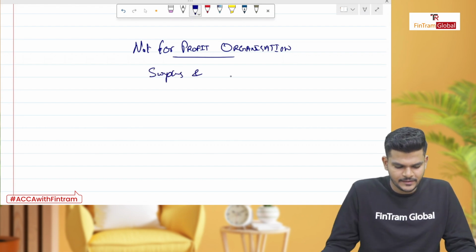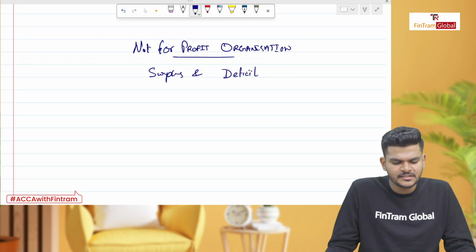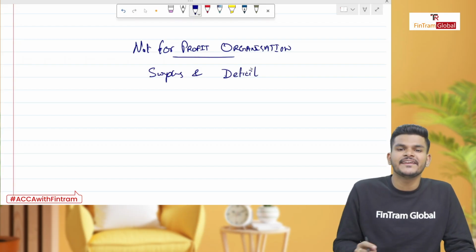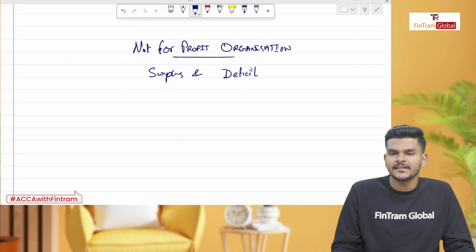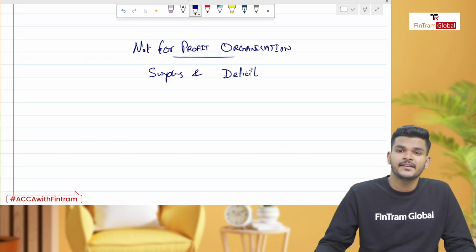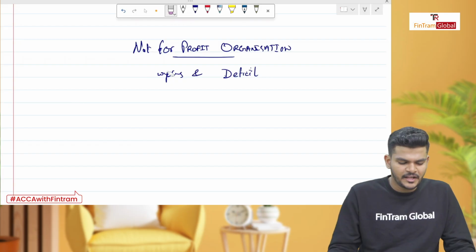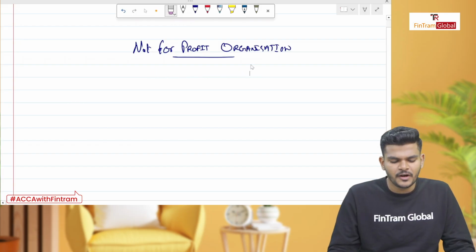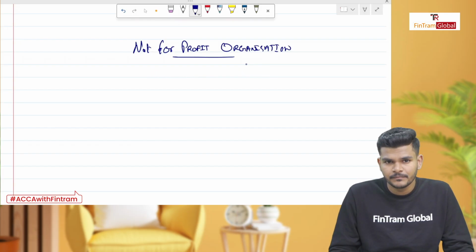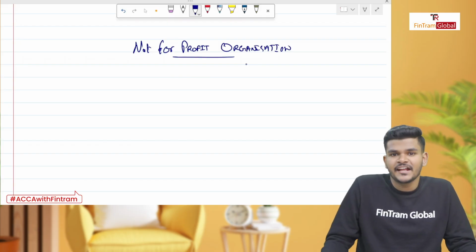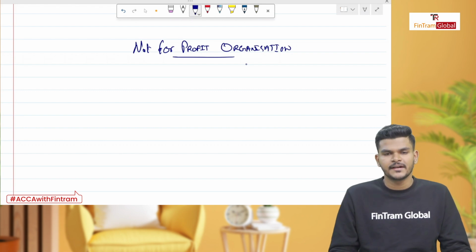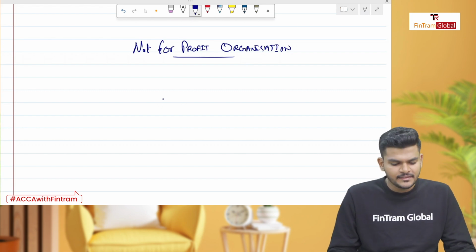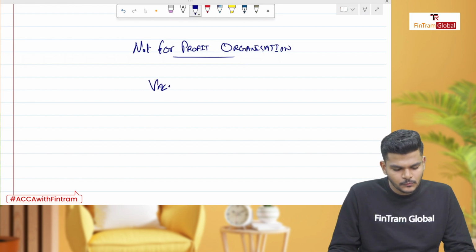surplus and deficit. So what is surplus and deficit? Surplus is when the income that they're receiving is greater than their expenditure, whereas deficit is the opposite, when expenditure is greater than income. Now, the primary point here is, how do we measure the performance of a not-for-profit organization? Because there are no financial ratios that we can use, right? And even if we do use them, it won't be of much benefit either, right? So that can't be done. And this is where the value for money principle comes in, right?